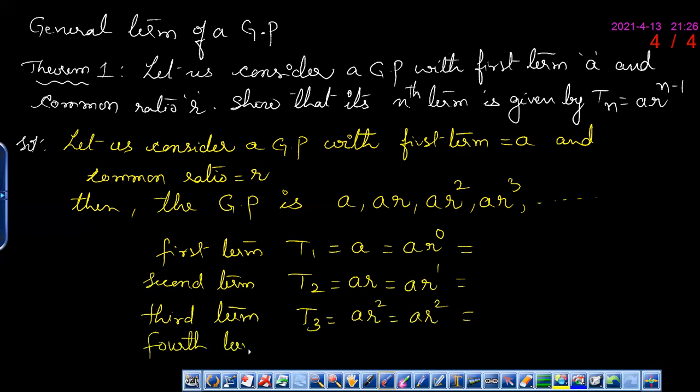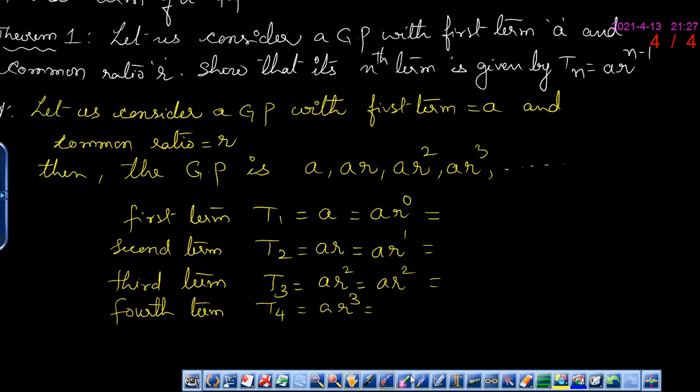Fourth term T4 is equal to AR cube. Now, by seeing this, can I write AR to the power 1 minus 1, AR to the power 2 minus 1, AR to the power 3 minus 1, AR to the power 4 minus 1? Right?